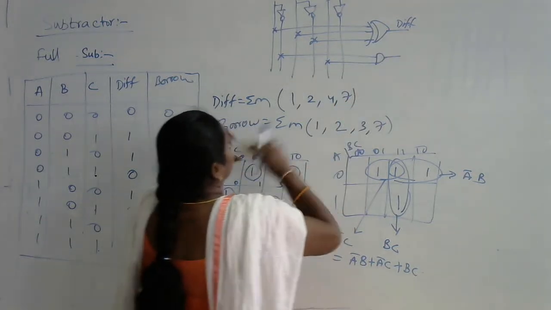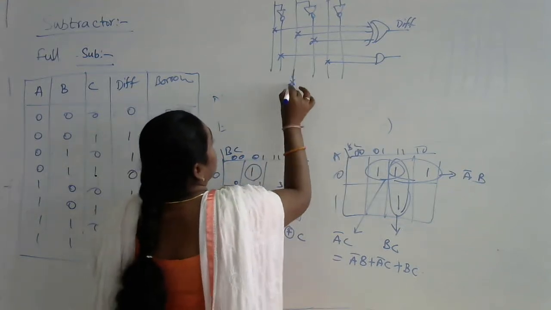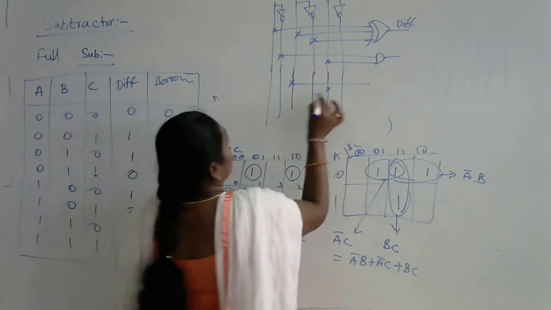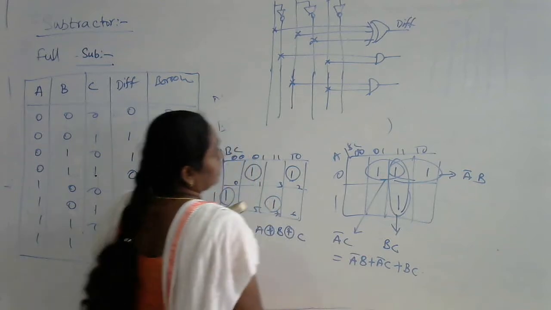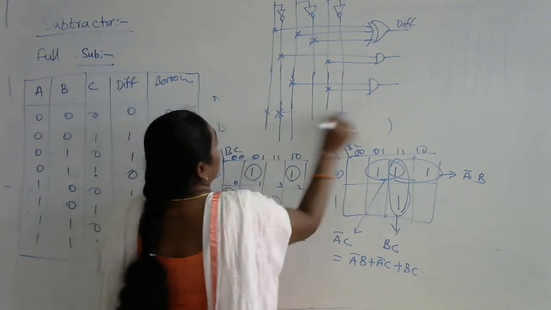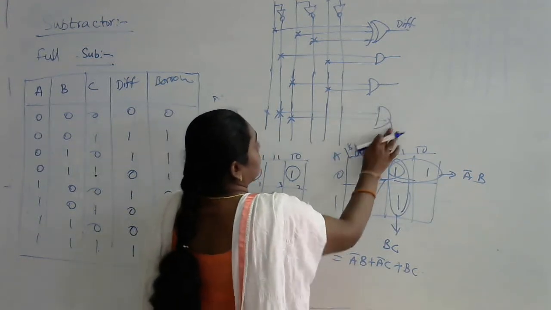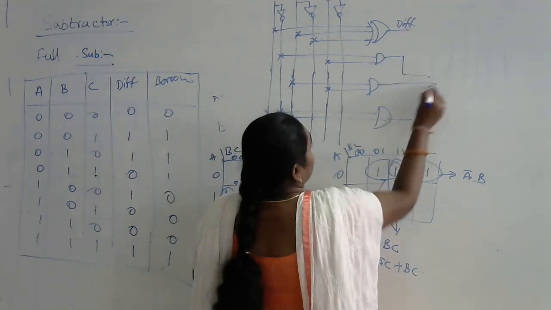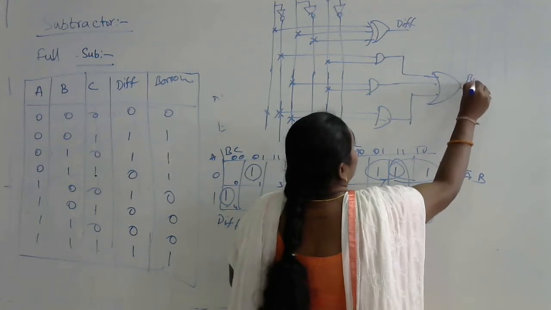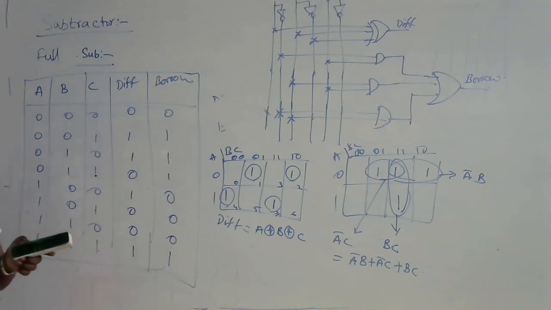One AND gate. Similarly, BC. This is B. This is C. BC one AND gate. A bar B. This is A bar. This is B. All these should be connected to one OR gate. This is borrow. This is all about a full subtractor.